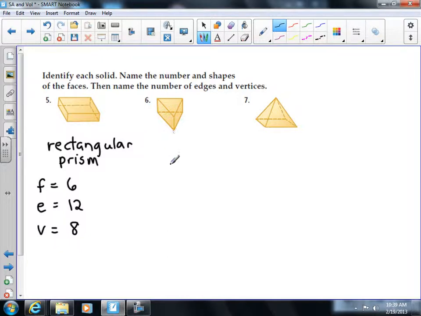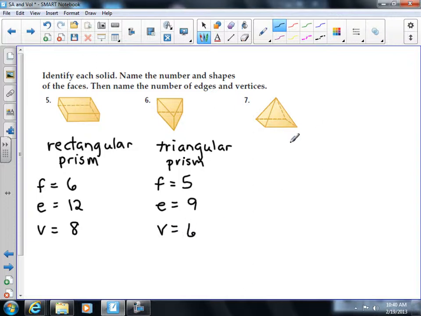Okay, let's try this one. What's this one called? Okay, it's a triangular prism. And number of faces. 5. Edges. 9. Get 9. 1, 2, 3, 4, 5, 6, 7, 8, 9. Looks right. And vertices. 6. Good.